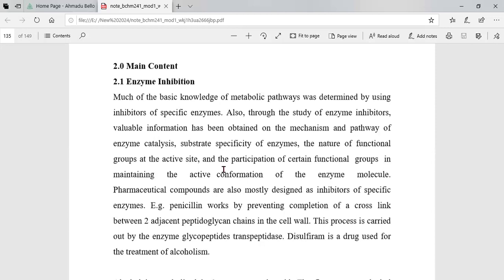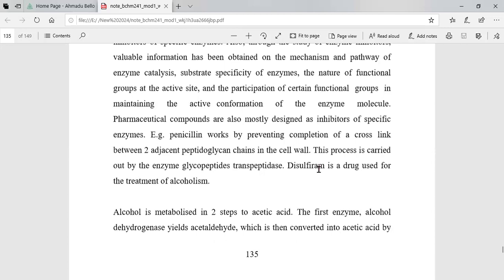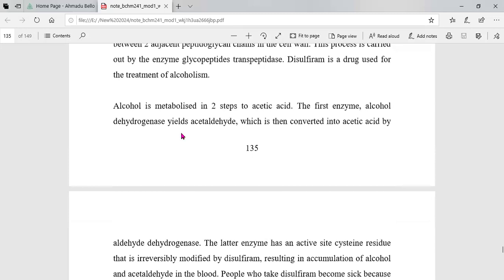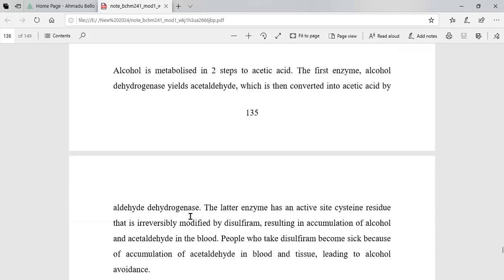So we have another example, disulfiram, which is a drug that is used to treat alcoholism. How does this work? Alcohol metabolism is carried out in two steps to form acetic acid. The first enzyme is called alcohol dehydrogenase, which catalyzes the conversion of alcohol to acetaldehyde, which is then converted to acetic acid by aldehyde dehydrogenase.